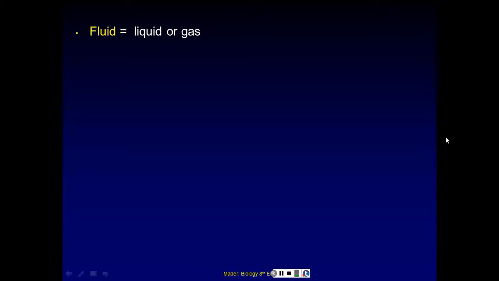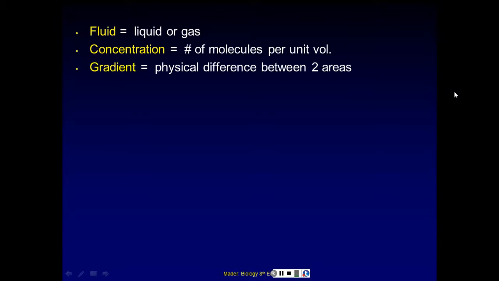So let's define a fluid as a liquid or a gas. When we talk about fluids, we often talk about the concentration of molecules within that fluid. So concentration is defined as the number of molecules in a given area. We talk about that a lot when we talk about the concentration of things inside the cell versus outside the cell. If there is a difference between two areas, for example, inside the cell or outside the cell, we refer to that as a gradient. So gradient is the physical difference that exists between two areas.